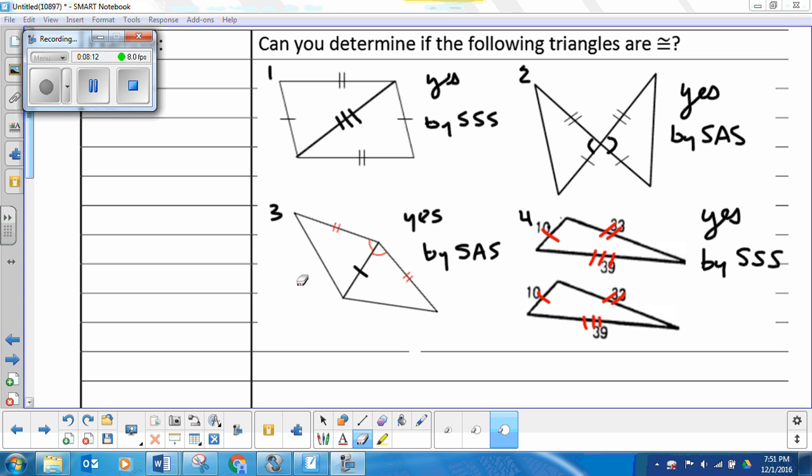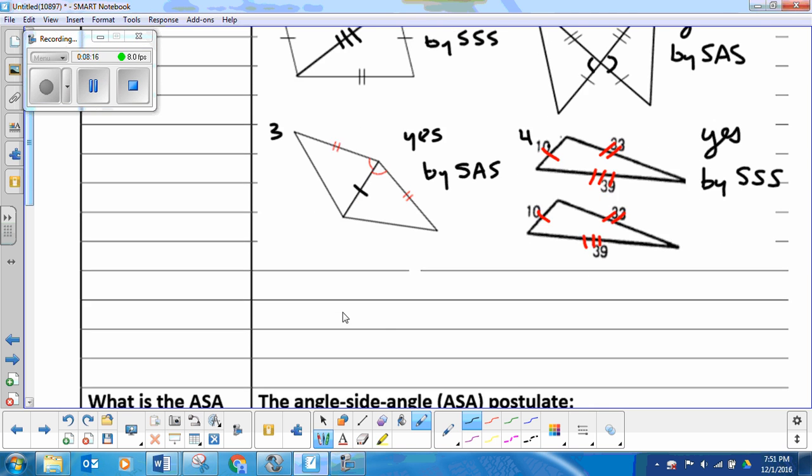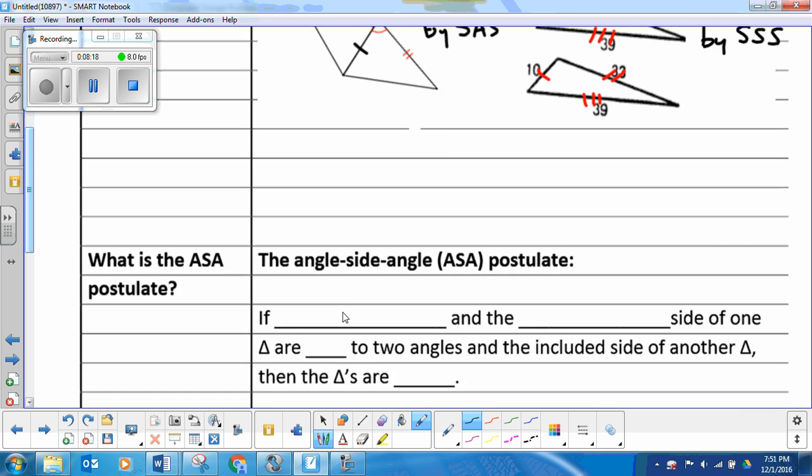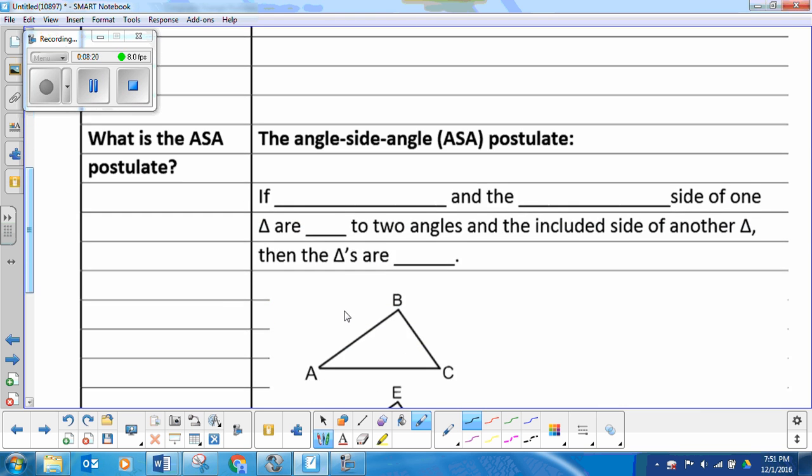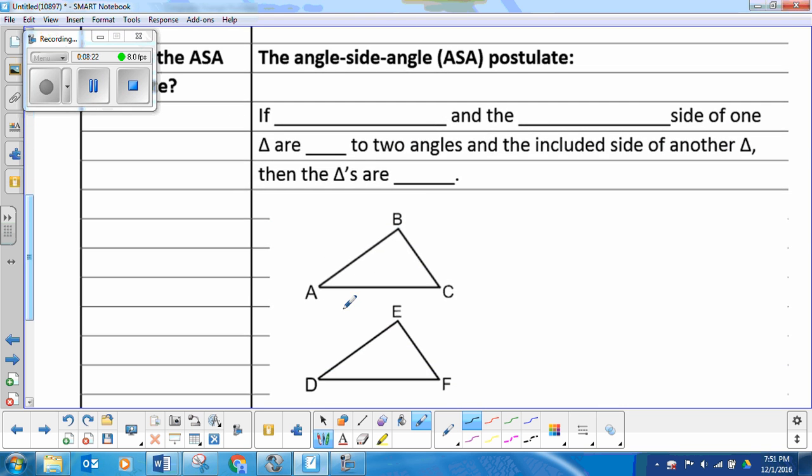All right, so let's just scroll down here and move on to the next postulate, which is the angle side angle postulate. Go ahead and write that down. The question is, what is the ASA postulate? Again, angle side angle. And let's make some notes on what that really means.